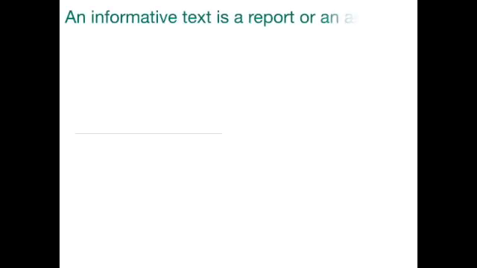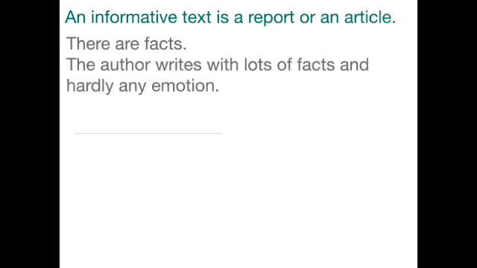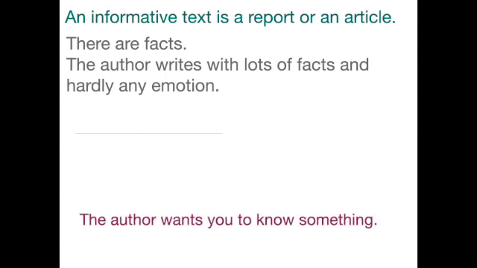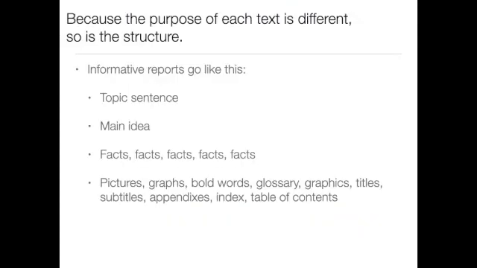This video is going to go over informational writing, but specifically sequential writing for an informational text. An informational text is like a report or an article, and there's facts. And the reason that the author is writing all these facts without any emotion is because the author wants you to know something. And when we're talking about informational text, the structure of each text is different because the purpose is different.